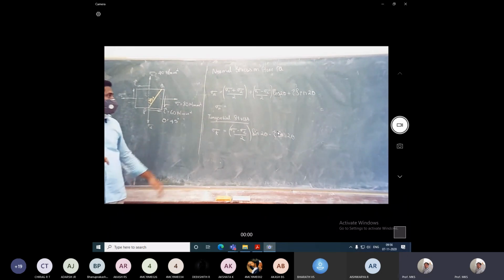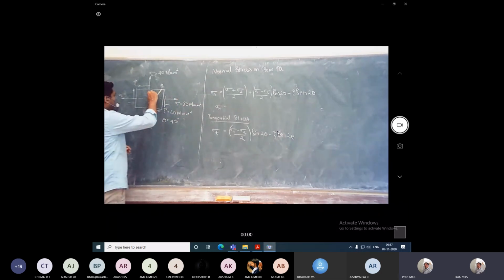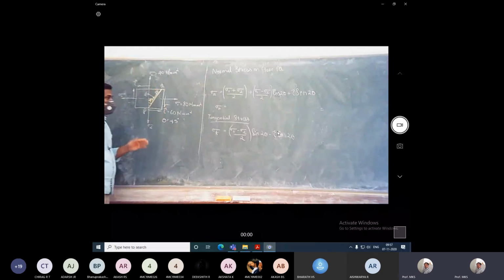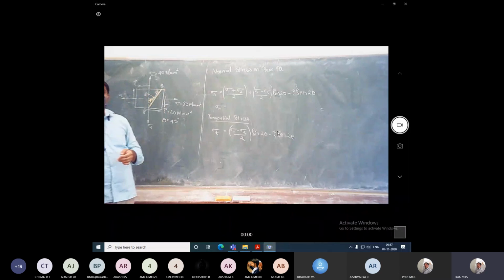If it is asked to place it on the principal plane, you should place the normal stress and tangential stress. If the resultant stress is also asked, you need to find the inclination, tan phi. You can follow the derivation.